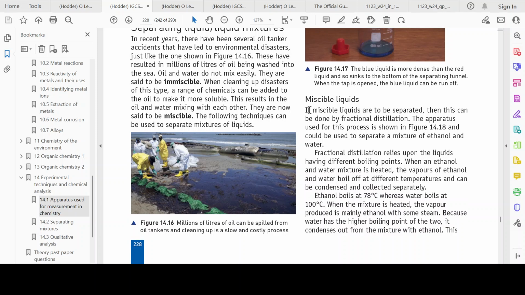Then you got miscible liquids. So if they are to be separated, then this can be done by fractional distillation. Right, so it's distillation, but more advanced, right? And we've come across fractional distillation when we were talking about separating the fractions of crude oil, right? Back in the chapter of chemical energetics, I believe.